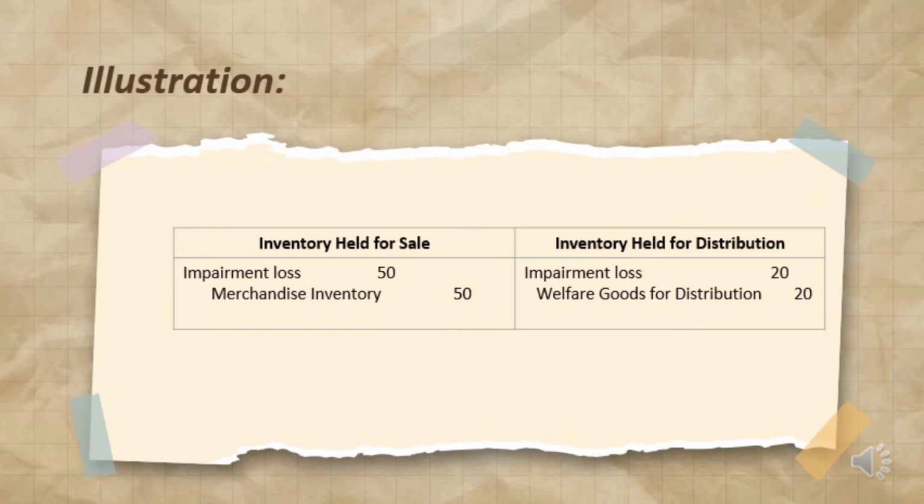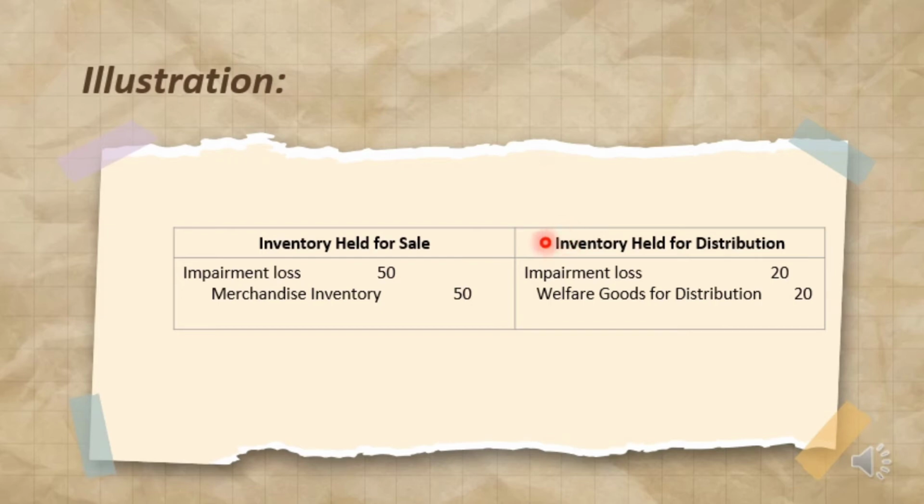Okay, so for our last illustration, sa ating book, page 193, meron siyang additional information stating that inventories costing 200 pesos are found to have a net realizable value of 150 and current replacement cost of 180 pesos. So, ang entry natin for that is for inventory held for sale, we have to debit impairment loss and credit merchandise inventory of 50 pesos, and then for inventory held for distribution, debit impairment loss of 20 pesos and credit welfare goods for distribution 20 pesos.